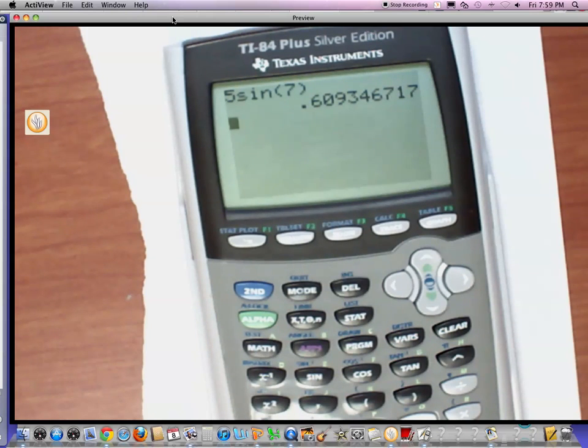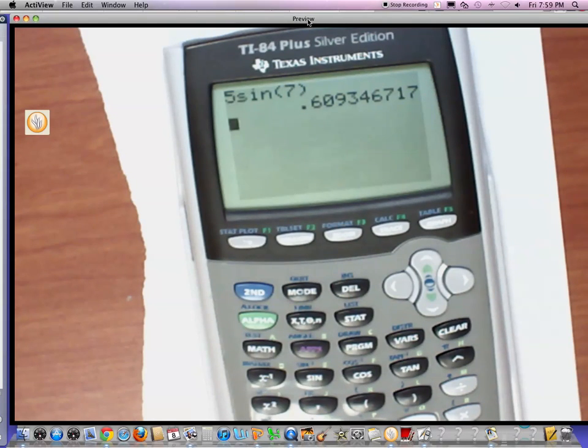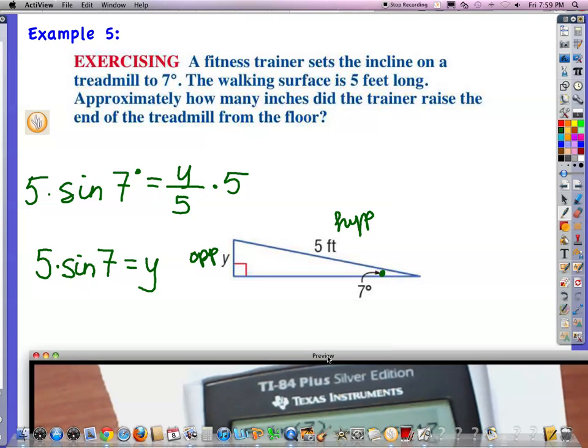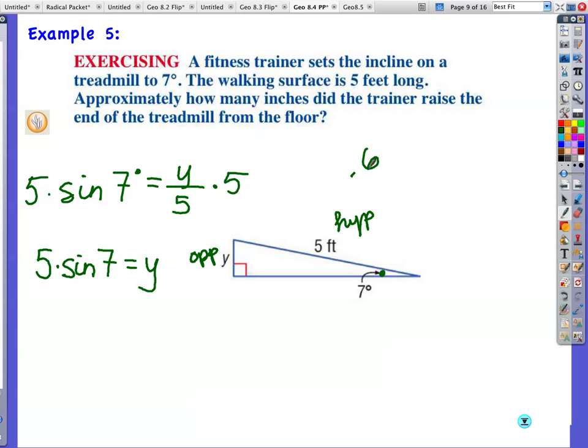All right. And I see 0.6093. Seems a little funny to me. 0.6093. All right, that's what that number is. Now, we've worked with feet, so this is 0.6093 feet. And it says how many inches, and it does have an approximation.